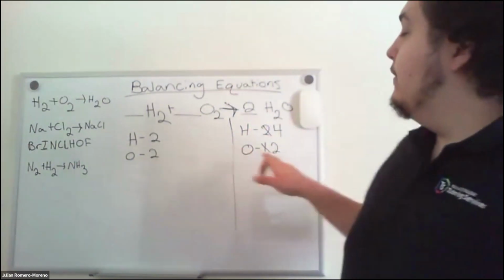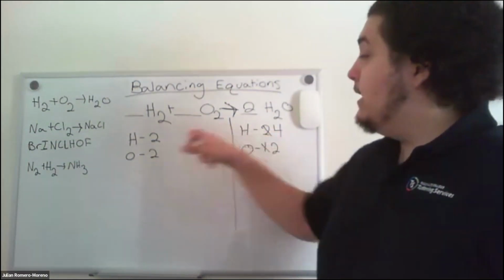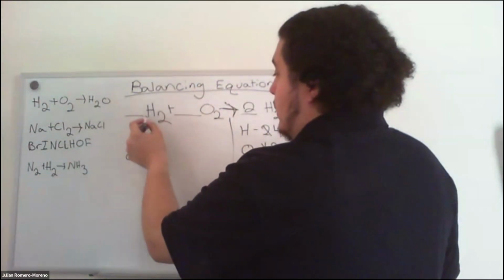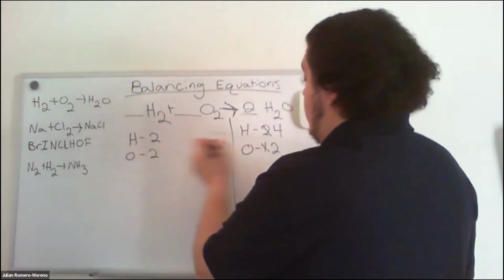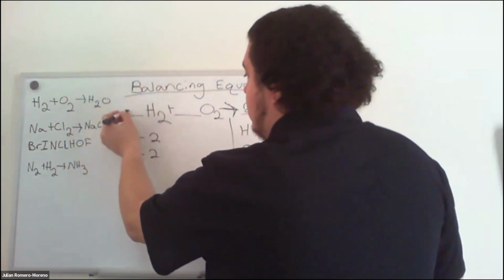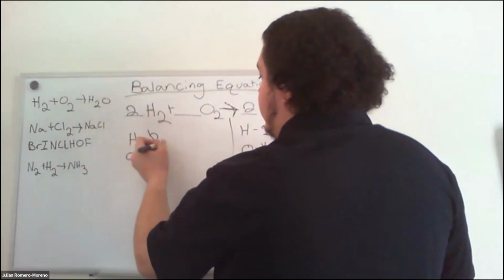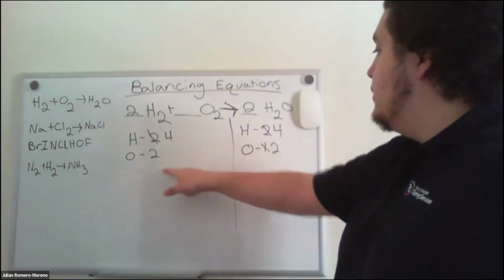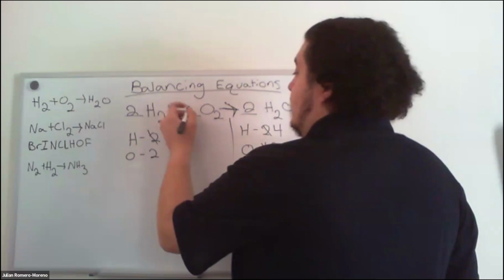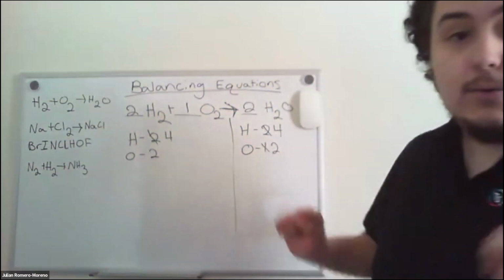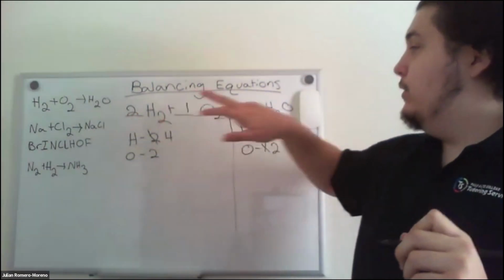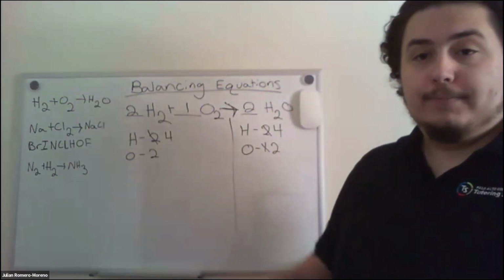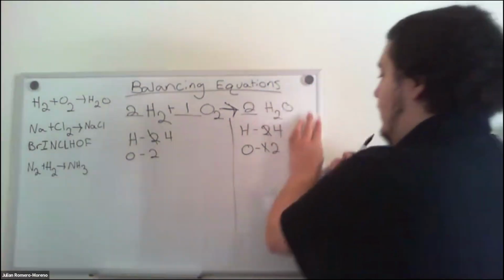Now the oxygens are even, but the hydrogens are different. So I'm going to go over here and I'm going to increase it. So 2 to 4, I just double it. So now 2 times 2 is 4. And if we compare, 4 equals 4, 2 equals 2. So for the end, I just put a 1. Done, we're balanced. 2H2 plus 1O2 gives us 2H2O. All the numbers add up.